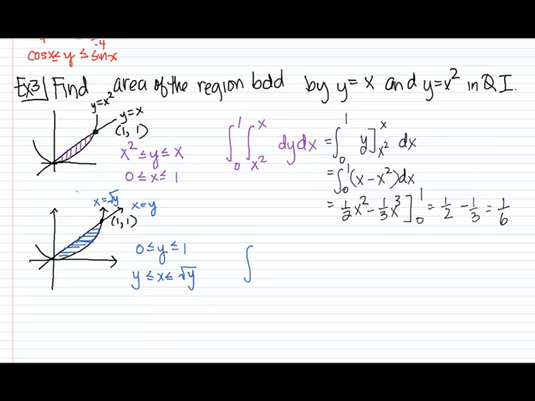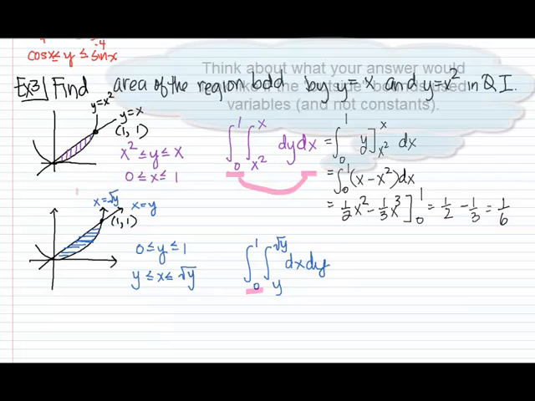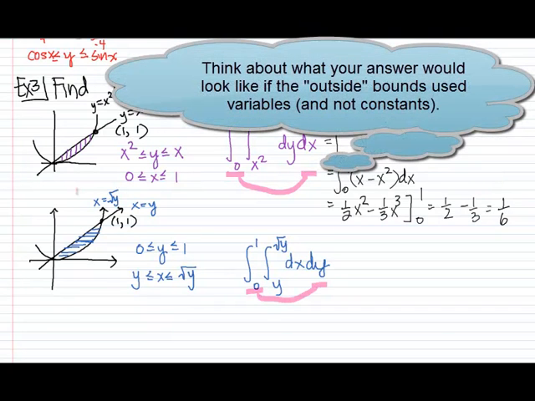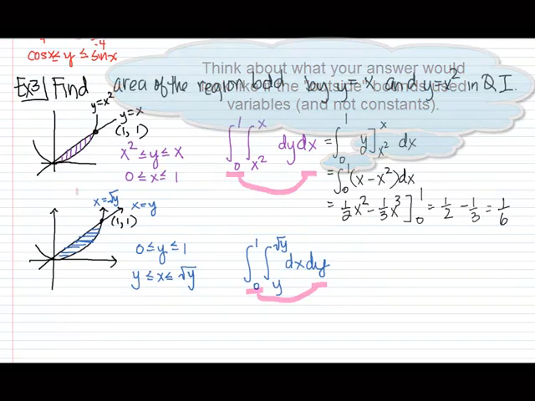So when we write out our iterated integral, this is horizontally simple, so it's going to be dx dy. We're going to write 0, 1 here on the outside, and y, square root of y here on the inside. One other thing I'd like to point out to you: when you're writing out these iterated integrals, you're going to notice that the integral on the outside always has bounds that are constants.